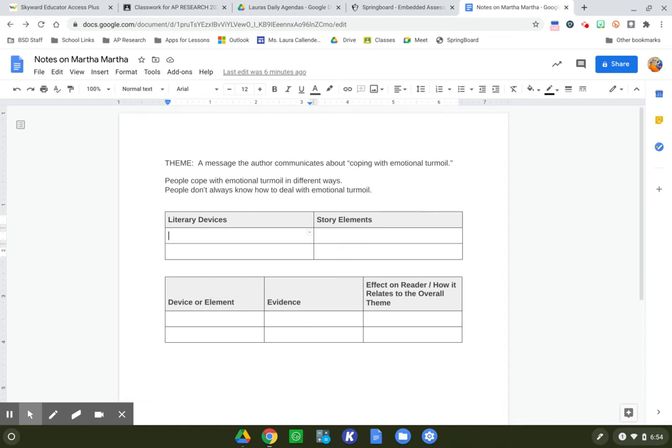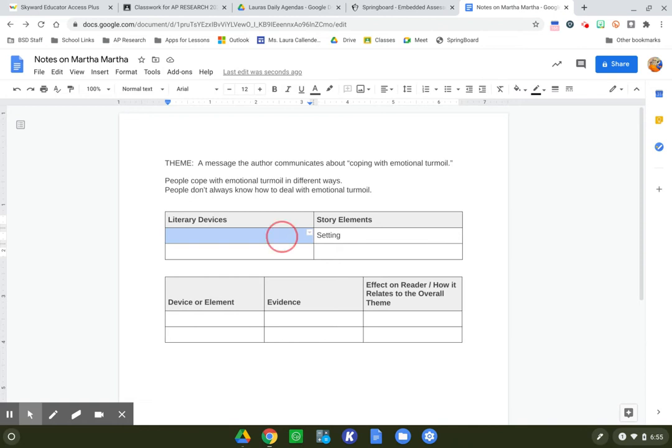So we're going to need to identify in the first table here, what are the literary devices that I think are connected to that theme? And what are some of the story elements that are connected to this theme? I'm going to tell you story elements. I already know of one. One here is going to be setting. And I say that because I happen to know when the story is set, and it's really important to understanding the emotional trauma. So we'll talk about that when we get there.